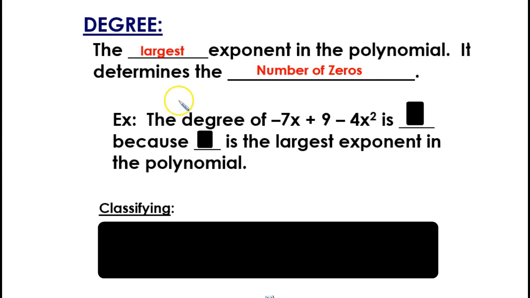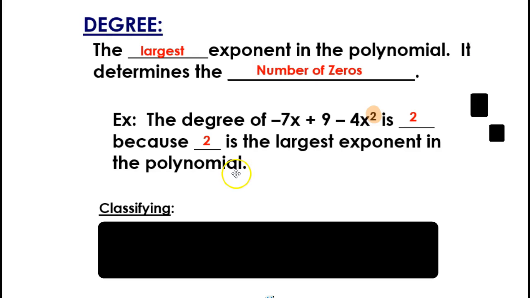Okay, so we want to be comfortable with a term called degree. Degree is simply, when you look at all of the parts of a polynomial, the one with the largest exponent. It's the largest exponent itself. That is the degree. And the degree tells you how many zeros the function is going to have. So when I look at our example here, the degree of negative 7x plus 9 minus 4x squared is 2. Why is it 2? Because the largest exponent is 2. It's that simple. And because the degree is 2, that means that there are 2 solutions. Okay, 2 is the largest exponent.